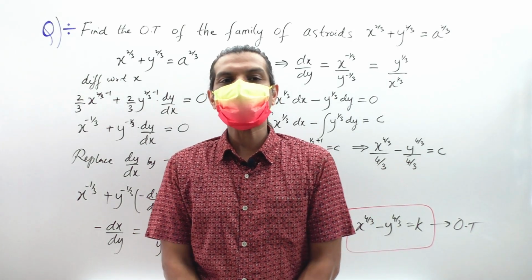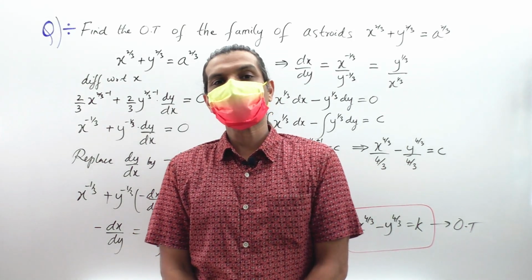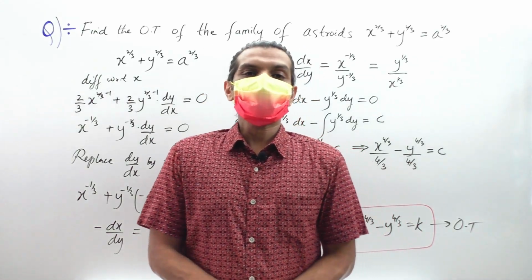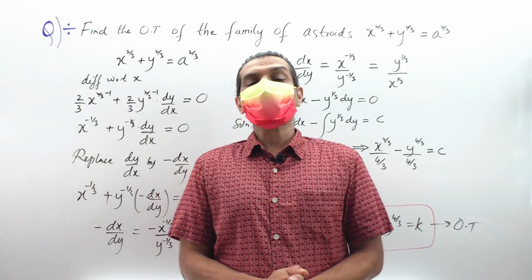That's all in today's video. I hope you clearly understood how to find the orthogonal trajectories for the family of Cartesian curves. In the next video, we'll be solving problems on finding the OT for polar curves.